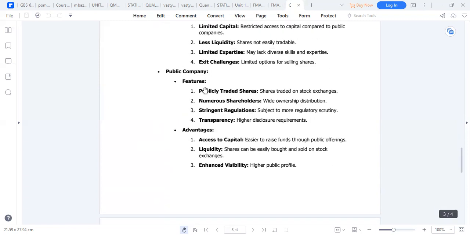Public companies, on the other hand, trade their shares publicly on the stock exchange, in Zambia, the Lusaka Stock Exchange. And we have two types of shareholders: the preferential shareholders, who are speculative investors who are paid first, and the ordinary shareholders, who are the real owners of the business, who are paid last but have voting rights. There are stringent regulations in a public company, and also higher disclosure requirements and transparency.